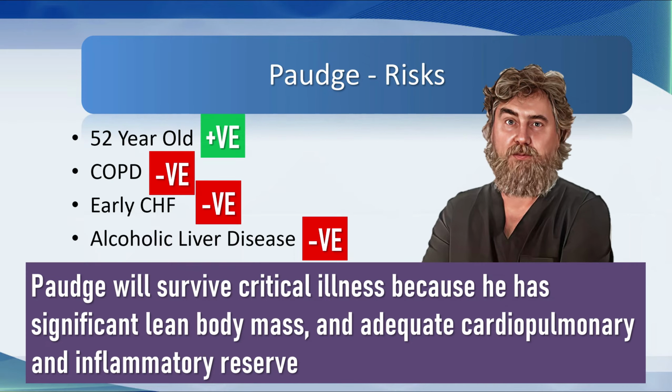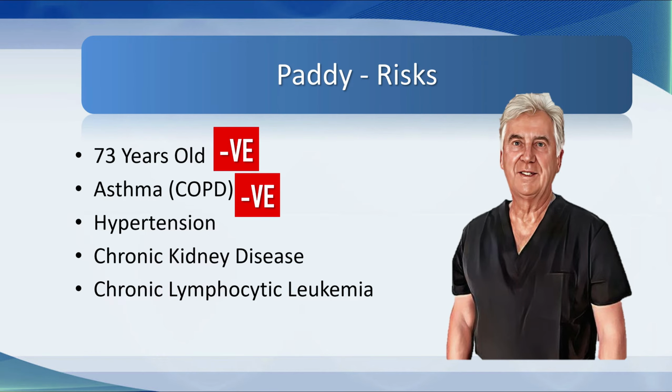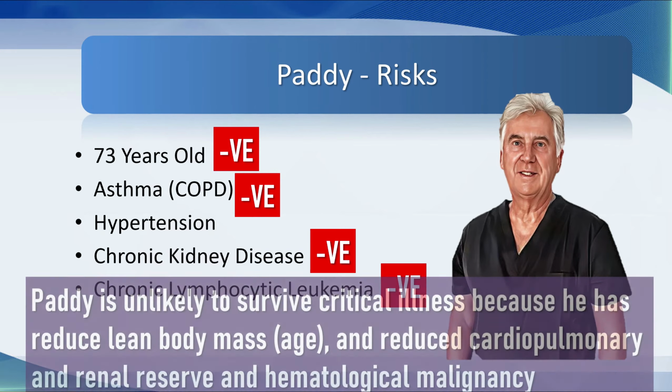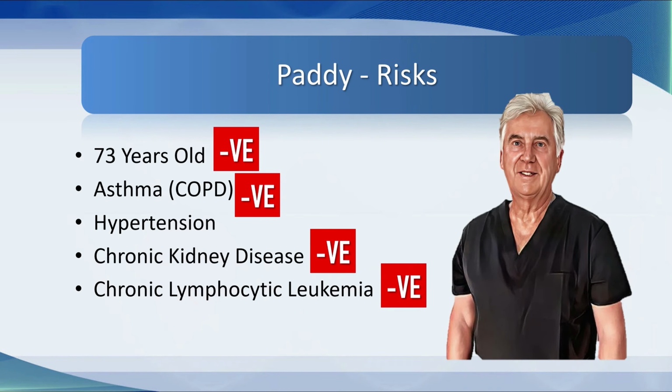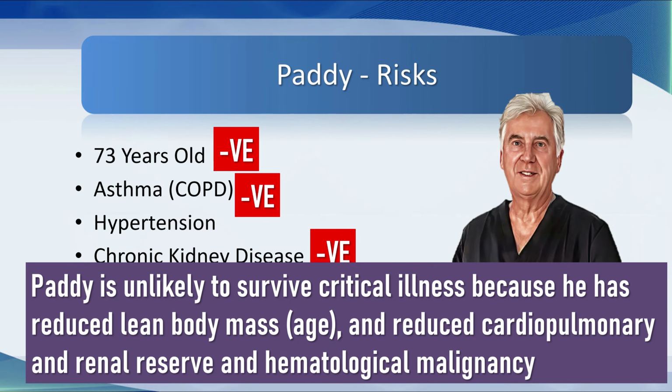What about Paddy? Paddy is 73 years old, negative risk factor. Asthma, COPD, negative risk factor. Hypertension, probably not a problem. Chronic kidney disease, risk factor. CLL, risk factor. Paddy is unlikely to survive critical illness because he has reduced lean body mass due to his age and reduced cardiopulmonary, renal, and hematological reserve, specifically the latter because of malignancy.